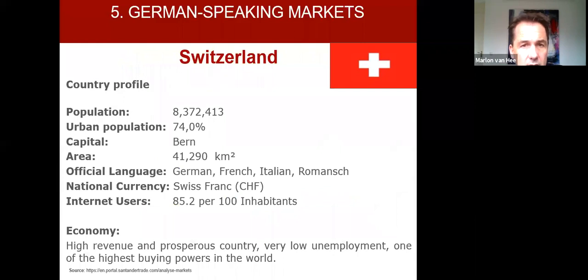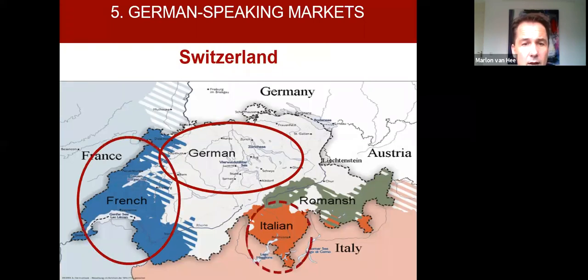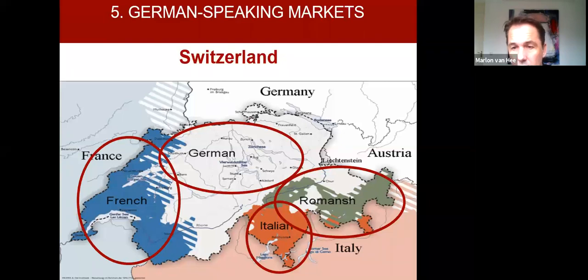Okay, then we go to Switzerland, the other German-speaking market. Very wealthy country, one of the wealthiest countries in the world, high spending power. They're not using the euro, they have their own currency. In Switzerland, you have actually 4 languages. The western part is French speaking, middle section German speaking. In the south, there's a very, very wealthy area where they speak Italian, and in the eastern part, there's an area where they speak Romansh, which is a very funny language. So this is something that you need to know about Switzerland.